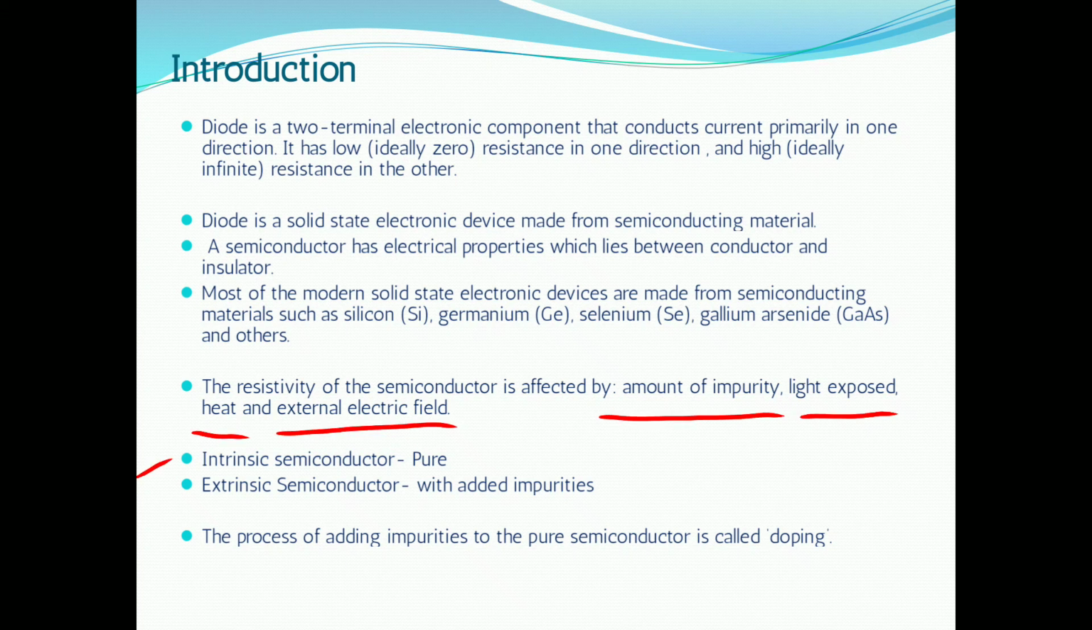Then there are two terminologies of semiconductor. One is intrinsic and the other is extrinsic. Intrinsic semiconductor is nothing but a pure semiconductor, and extrinsic semiconductor is with added impurities. And the process of adding those impurities to pure semiconductor is called doping. So in short, we can say if we add the impurities or if we dope an intrinsic semiconductor, then after doping the semiconductor becomes extrinsic.